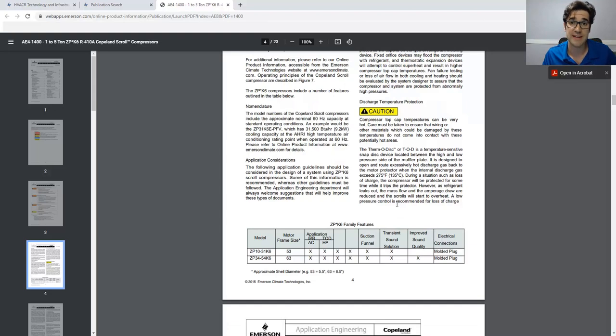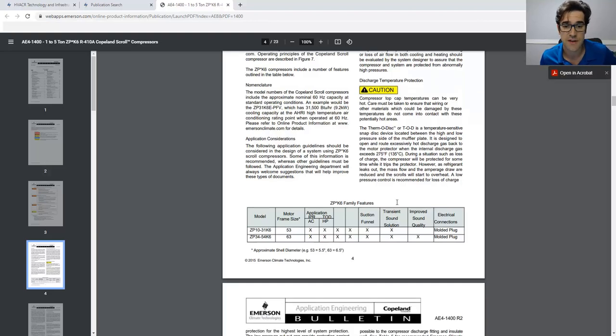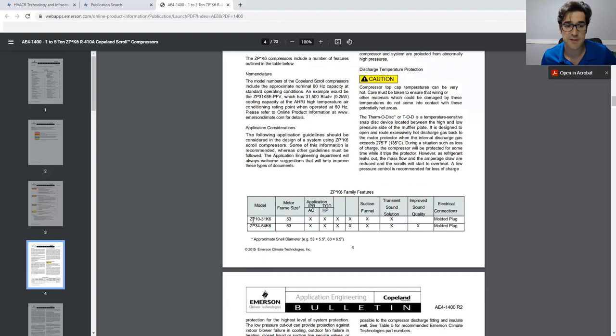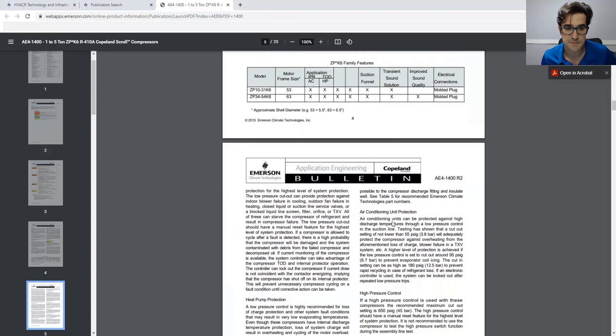What I would recommend is adding a discharge line temperature protector as well. I think there maybe on this one here is around 260, so it cuts out before those internals even go off. Here's the model ZP10, so that would be 10,000 BTUs to 31,000 BTUs, the motor size, and it tells you the applications that they're used in.